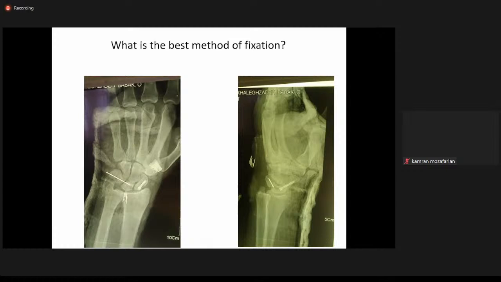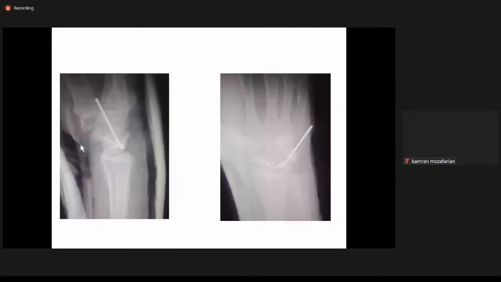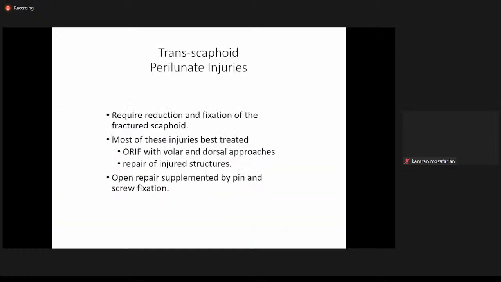Thus, in perilunate fracture dislocation, the scaphoid should be fixed rigidly by a screw. The ligaments should be repaired and supplemented by a pin. Although the concomitant fracture of the scaphoid and scapholunate ligament injury is rare, when it is present, it should be repaired by anchor suture.